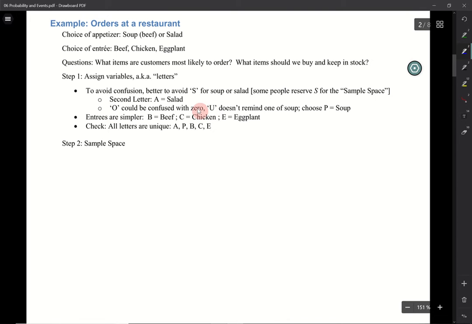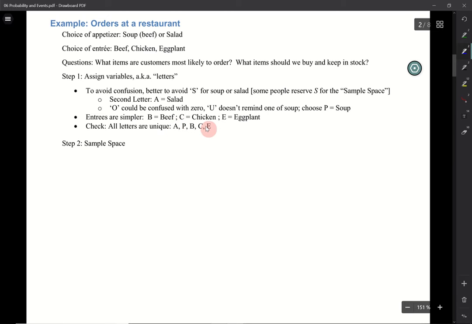U maybe is unusual, kind of the end of the alphabet, and so maybe we'll choose P. You could choose U, and then that's soup, but with the P it's a focus on the P in soup. So for the sake of argument, we'll just say P, and then it's good to have all the letters be unique. Otherwise, we could have done 2 letters, say SO for soup, or SP for soup, and SA for salad. So you have some conventions.